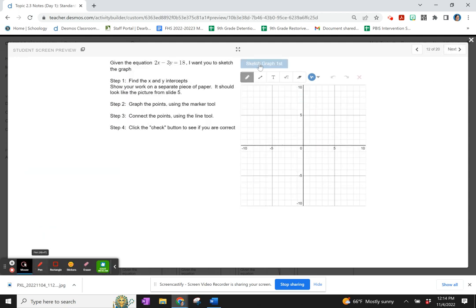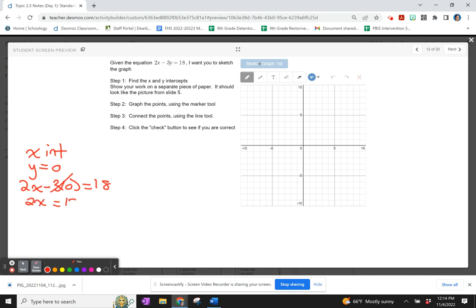And then I will do one more. So for the x-intercept, remember y equals 0. So then I'm left with 2x equals 18. So x equals 9, but the ordered pair is 9 comma 0. So 9 comma 0 is right there.